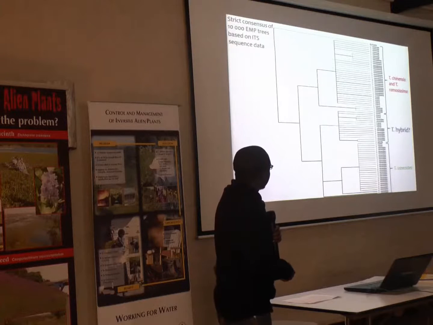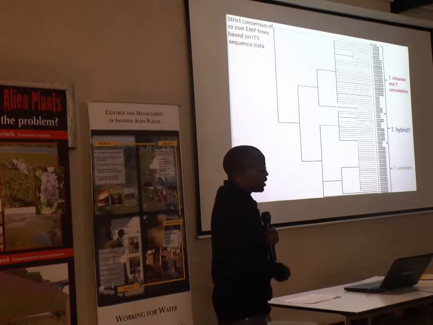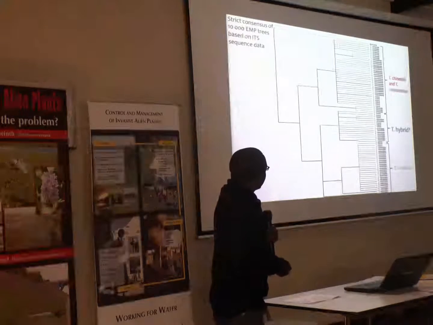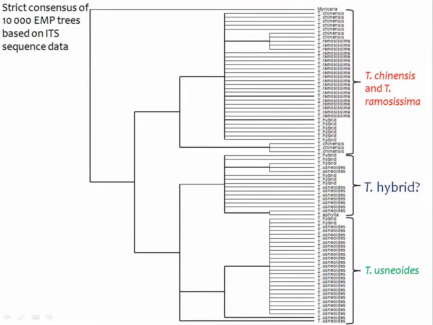This is a phylogenetic tree based on the ITS region. The ITS region clearly separated the exotic species from the indigenous ones. However, questions were raised concerning the hybrid status, and this region also gave us a lot of polymorphisms, confirming that hybridization is happening in our South African Tamarix. However, we didn't know which ones were hybridizing with what.